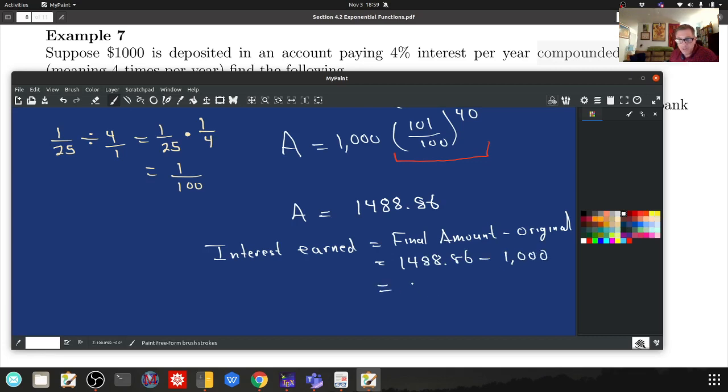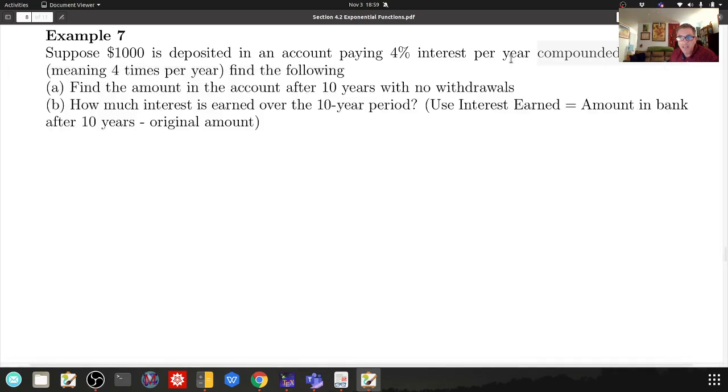We certainly don't need a calculator for that to calculate it's $488.86 in interest. That's just letting your money make money, which seems kind of weird that that could even be a thing.